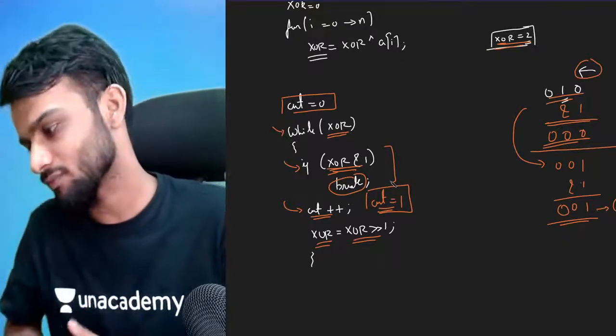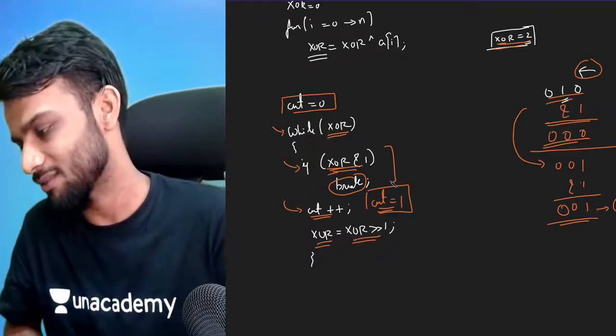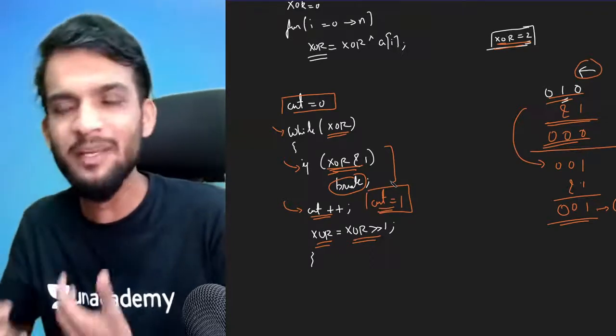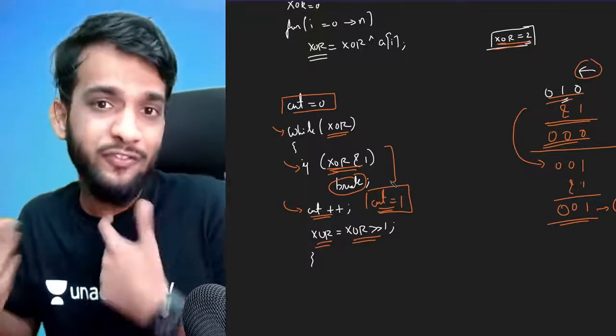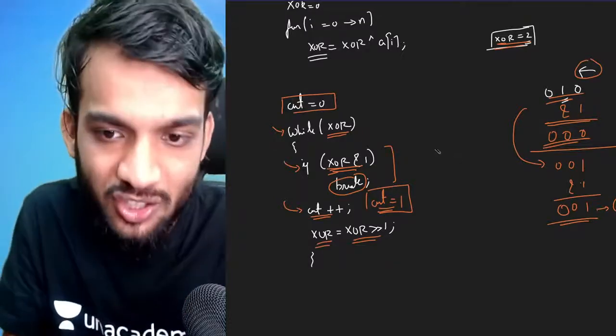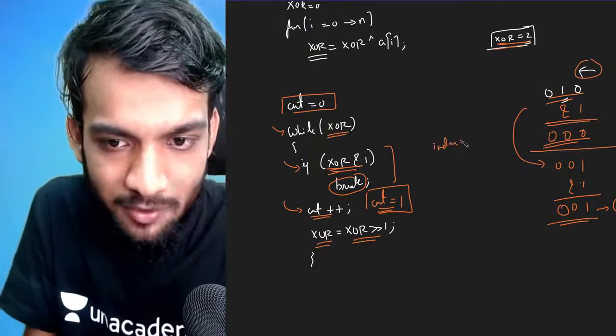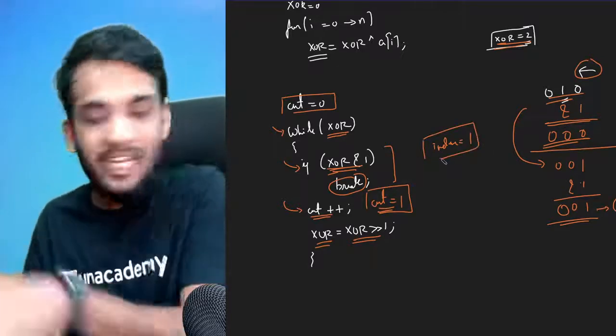Okay? Can we do n and n-1? Can we do it? Yes, maybe we can. No, we can't. n and n-1 will turn off, that is, it unsets the rightmost bit. But I need the index. We need the index of the rightmost bit, right? Isn't it? We want the index 1. So you have to iterate and get the index.